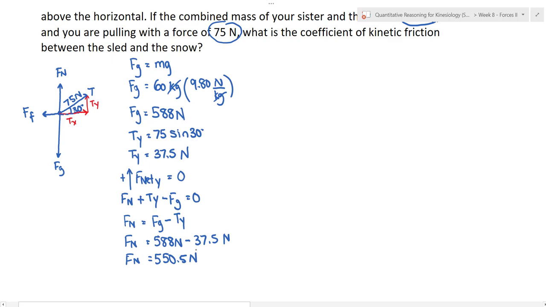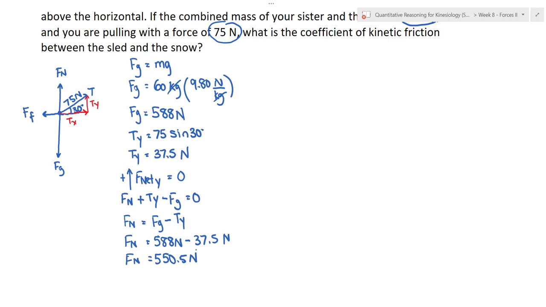So now I know my normal force. And what this is saying is that all the forces that are pointing upwards, so F normal and Ty, those should cancel out with all the forces pointing downwards, Fg. So if I added up Fn and Ty, 550.5 plus 37.5, I should get a number that's equal to Fg, 588, because those forces should all cancel one another out. Okay, so now I know what my F normal is.